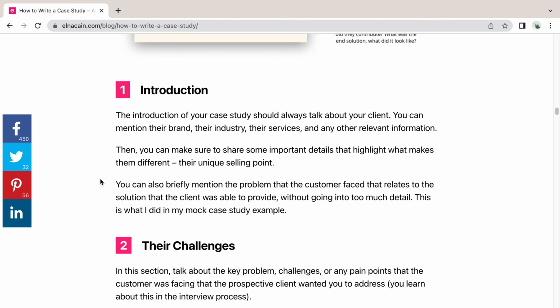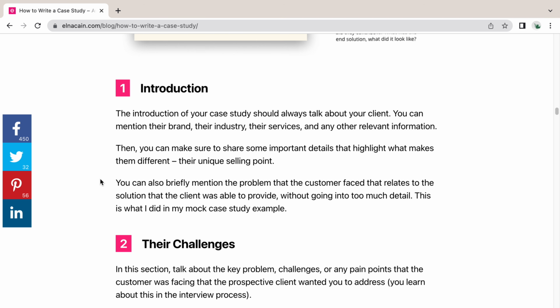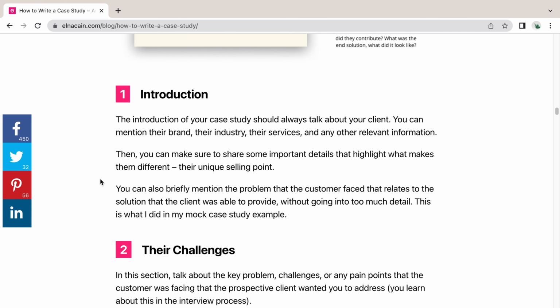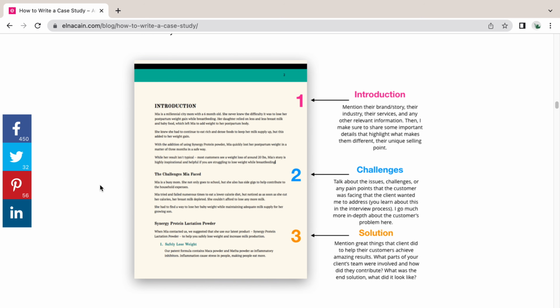Then you want to share some important details that might highlight what makes them different, their unique selling point. And you can also briefly mention the problem that the customer faced that relates to the solution and that the client was able to provide, but don't go into too much detail. This is what I did in my mock case study sample. Let me see if I can try and read this to you.